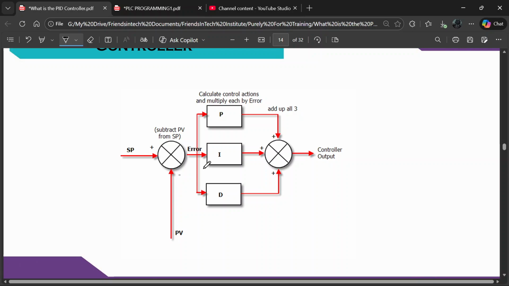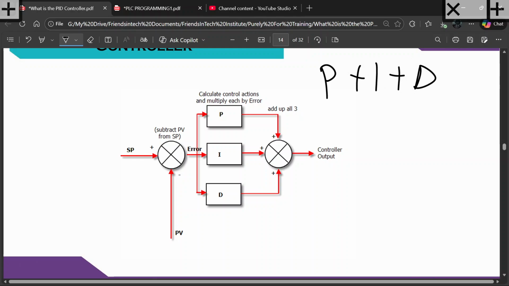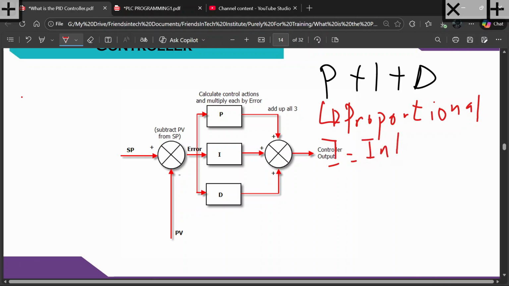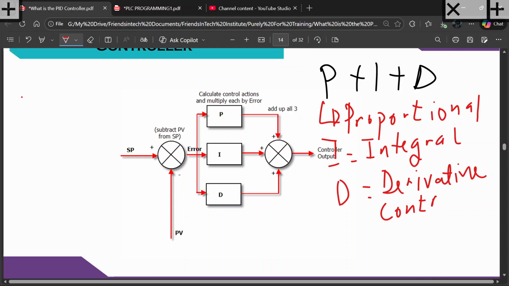Now, if we go down here, we are saying that a PID is a 3-mode controller. That's very important. It's a 3-mode controller. So it is P plus I plus D, where P stands for proportional controller, I stands for integral controller, and D stands for derivative controller. So it's a 3-mode controller.